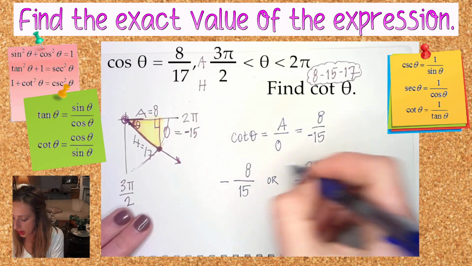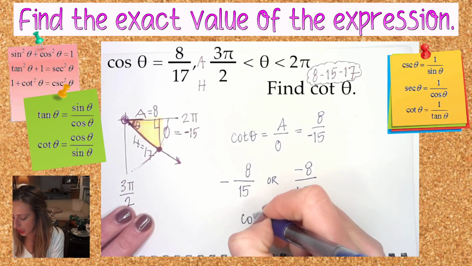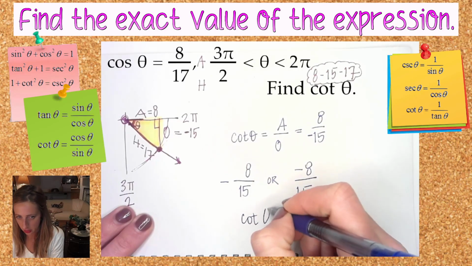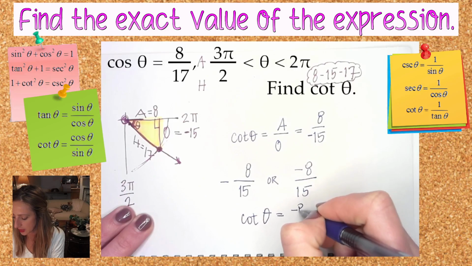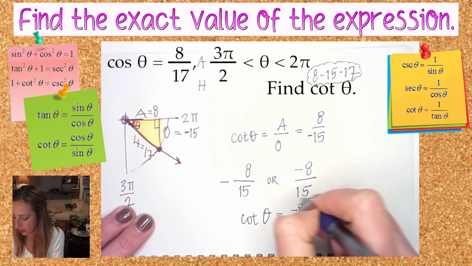But either way, the final answer is that the cotangent of this angle theta is, I'd like to write it as negative 8 over positive 15.